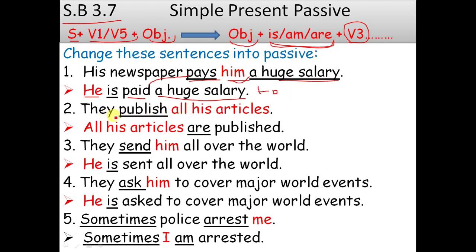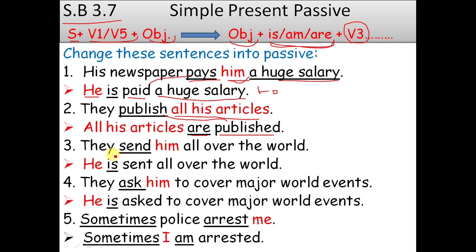Similarly, they publish all his articles. Here the object, all his articles, is plural, therefore are, and V3 published. All his articles are published.